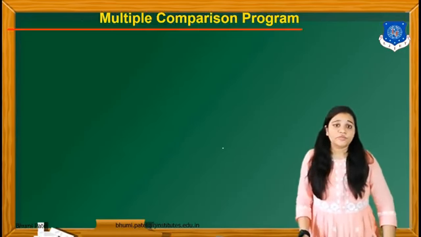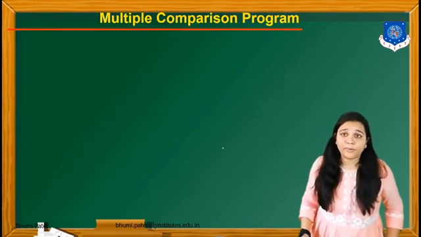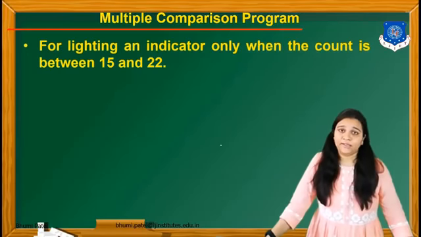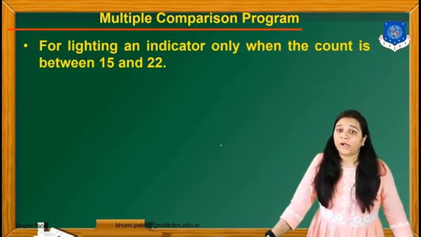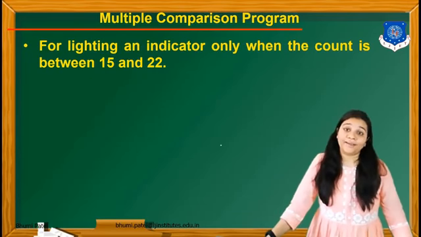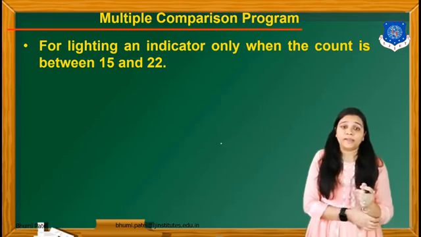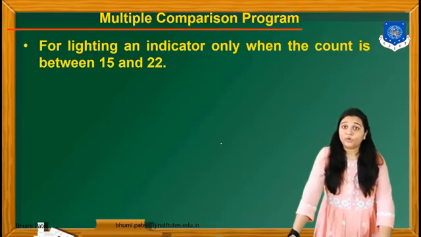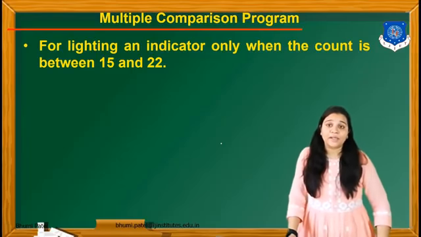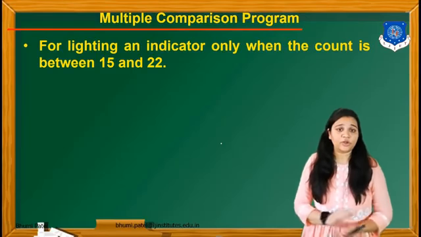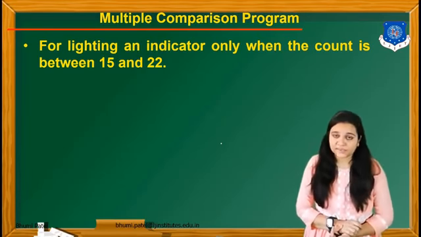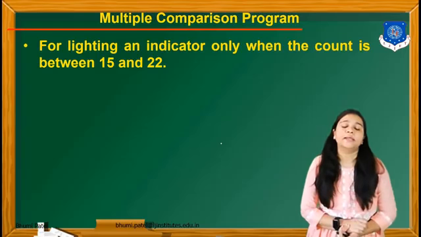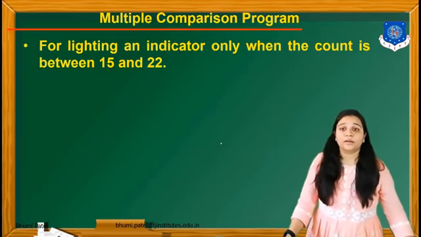First of all, we have to take an example using multiple comparison instructions: lighting an indicator only when the count is between 15 and 22. For that you have to use the comparison functions in the PLC program. As you remember, we have two comparison functions used in PLC programming. The first one is equal to and the second one is greater than or equal to.